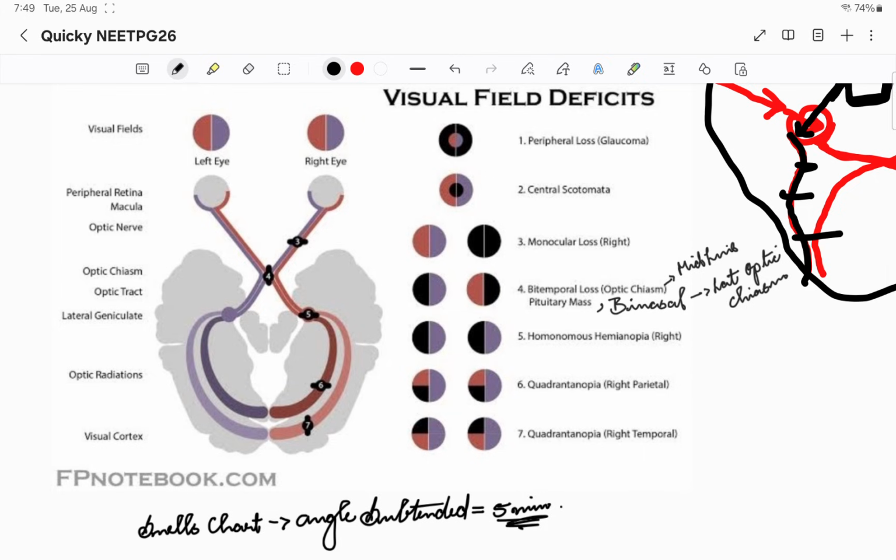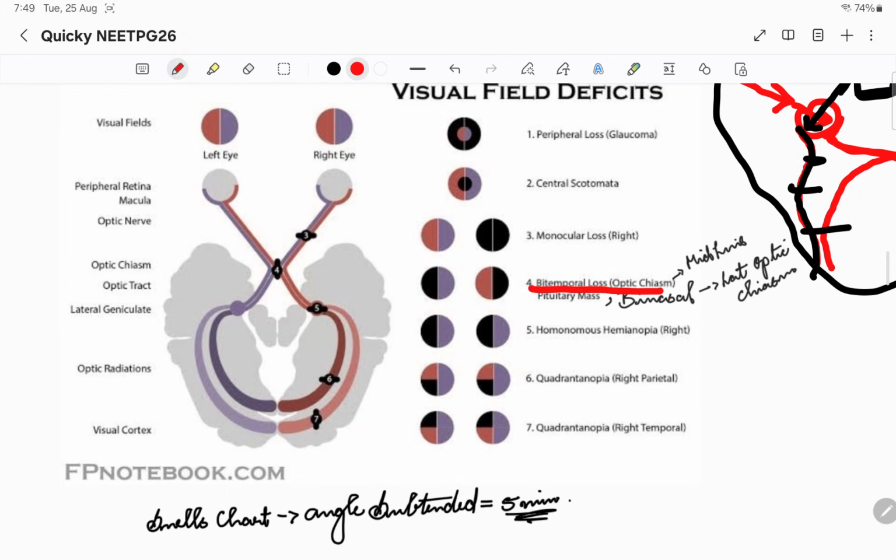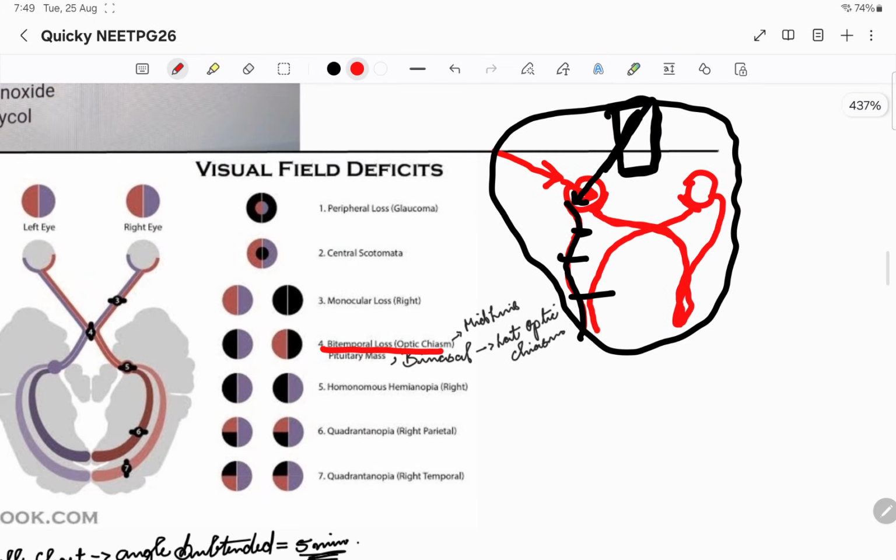For example, bitemporal loss is there. Bitemporal meaning I am not able to see on the lateral side of both eyes. From the lateral side, where is it falling? On the medial side of both eyes, right? So where will the medial side go? It will go to the other eye. So where might the damage be? It is in the optic chiasma. So that is how we can diagnose the thing.